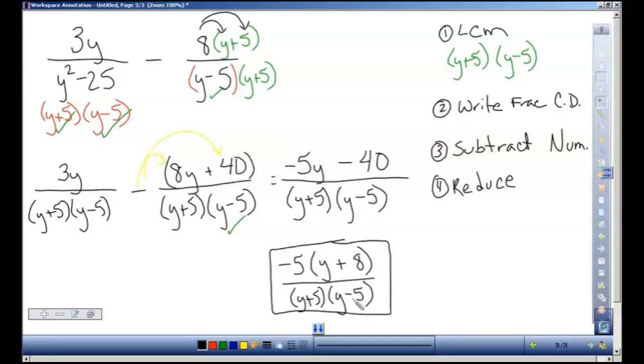I could have given this answer. I would accept this answer as well. But I had to factor it just because I needed to check to see if it will reduce, because sometimes you will find things that actually reduce. There's no way of knowing until you get to the answer and you factor it and see if it reduces. So please always double check to see if it reduces. And this is how we add and subtract rational expressions.